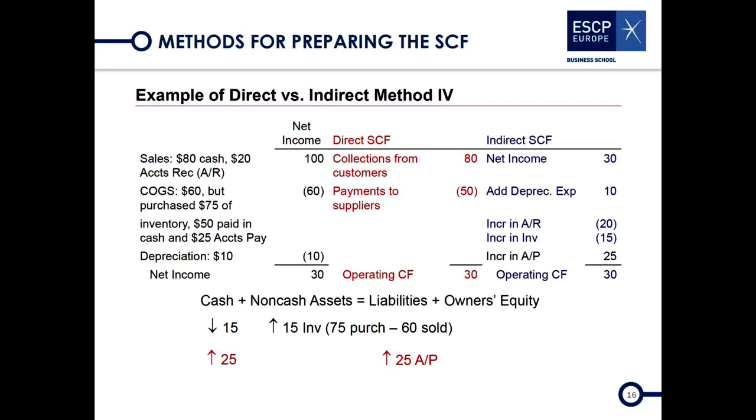Every time you see an increase in your non-cash current assets, you subtract that increase. And every time you see an increase in liabilities, usually current liabilities, you add it back. And the result will correspond to where you want to go. So the difference of the 25 and the 15 is again the 10.